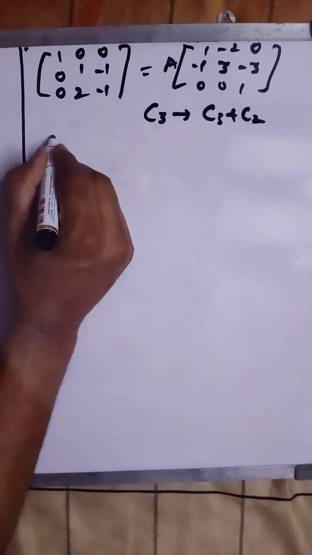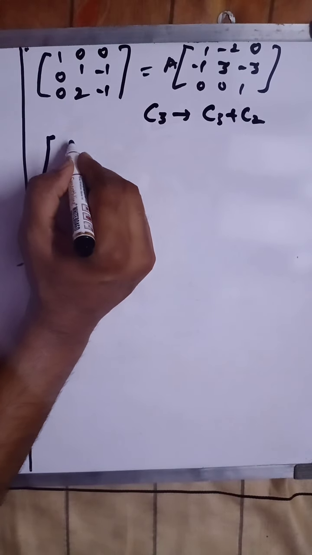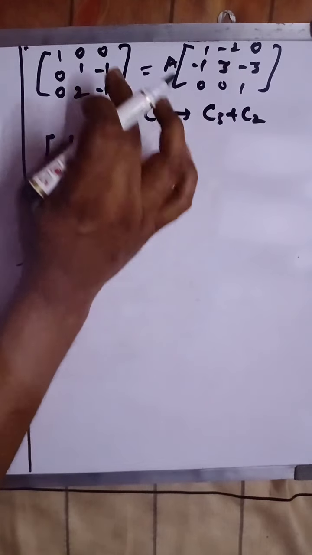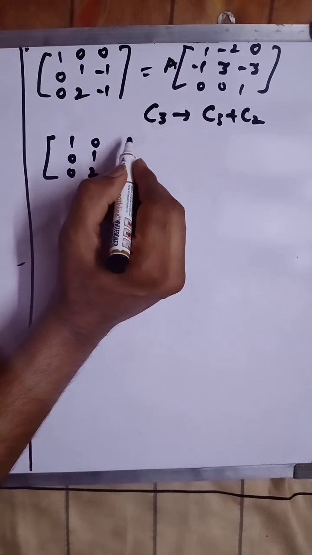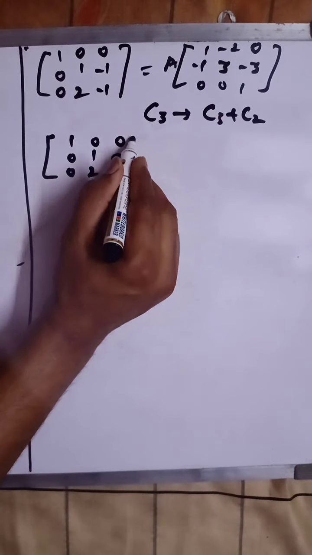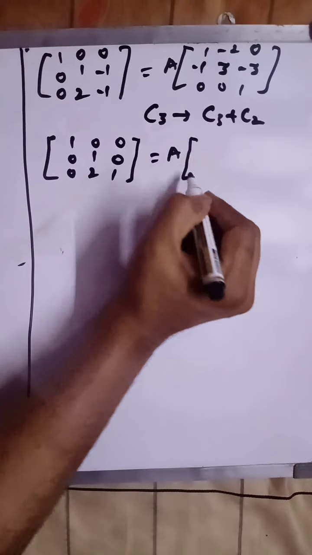Got it? When you apply, after application, you will get this will remain the same. This will remain the same. C3 plus C2, that is 0. This plus this, that would be 0. This plus this, that would be 1. And this will remain the same.